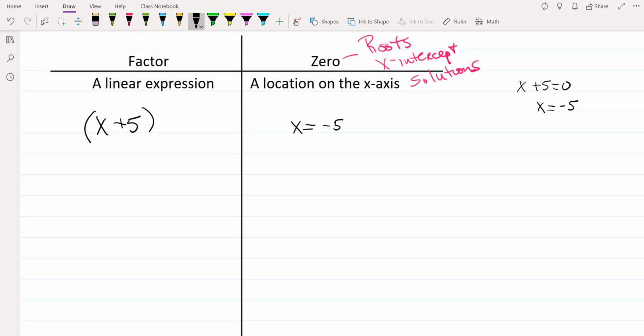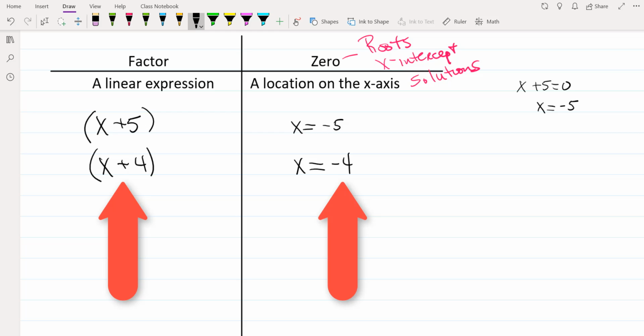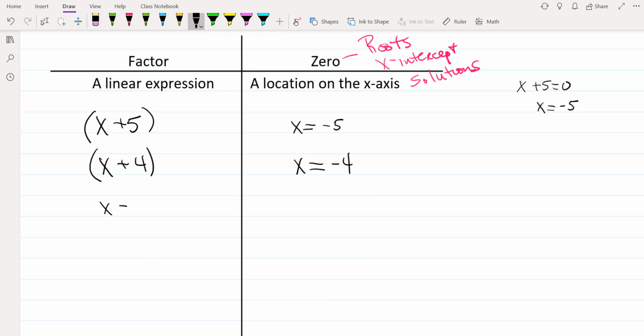Now let's take a look at another linear expression. So say you had x plus 4. With that, I think you can do this, because if you were to solve this, you can do that mentally. x plus 4 equals 0, you would end up with -4. Now notice how the signs are opposite of your linear expression and your location on the x-axis, your zero. So your factors and zeros have opposite signs, right? So say if you had x minus 1, that was your linear expression, then of course you would get x equals +1. Because again, the signs are going to be opposites.